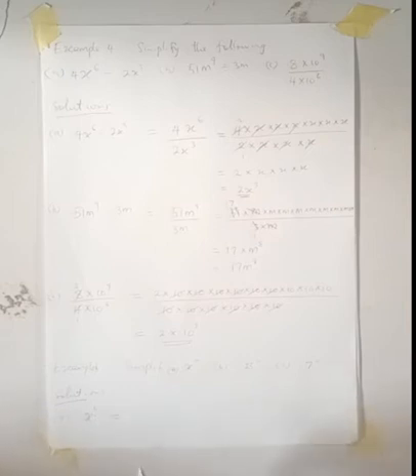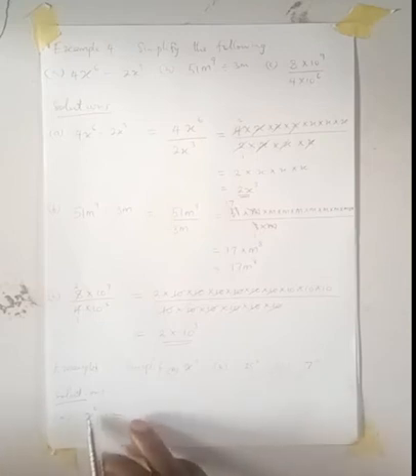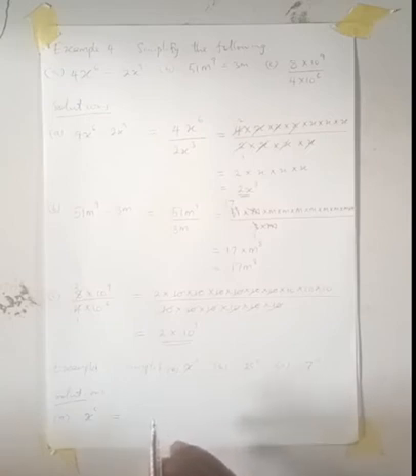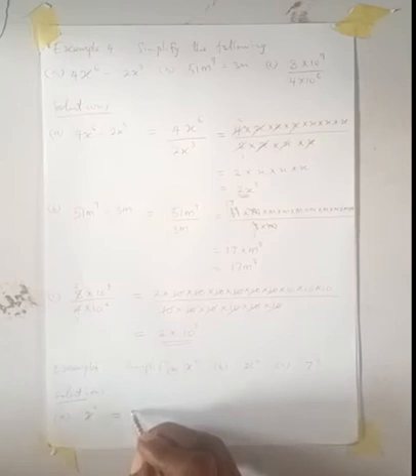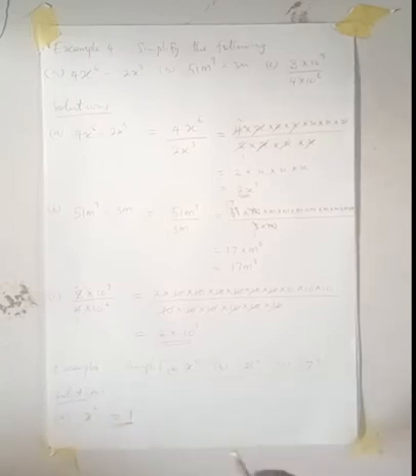So this is a fact, and the fact just has to be known that way. Any number that has the power of 0 automatically becomes 1. So x raised to power 0 is equal to 1. And this is the solution to A part.